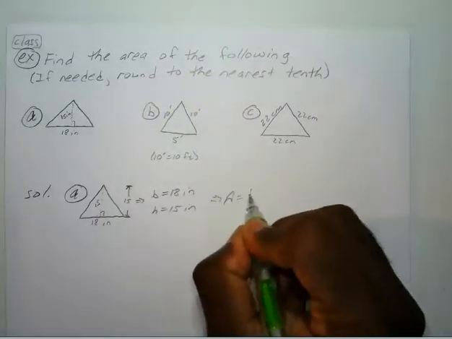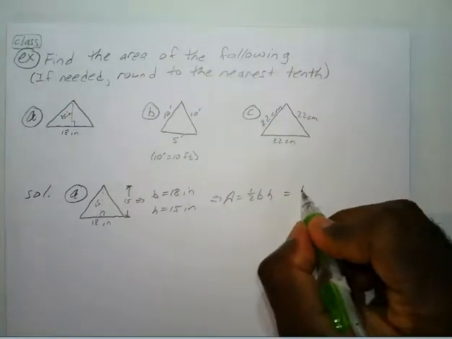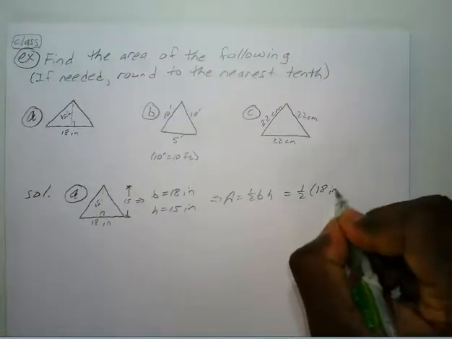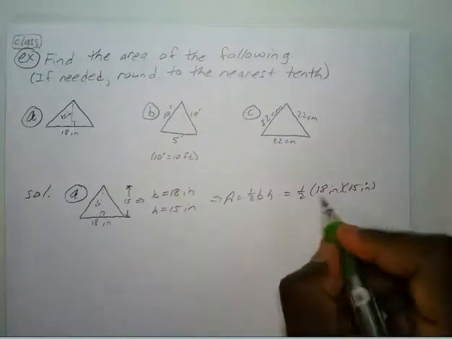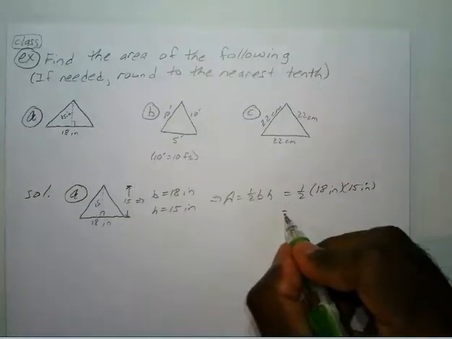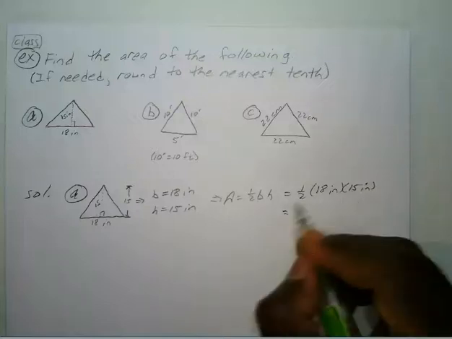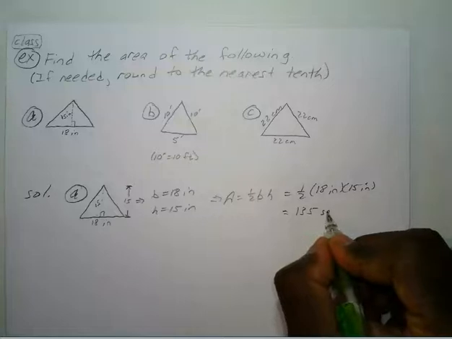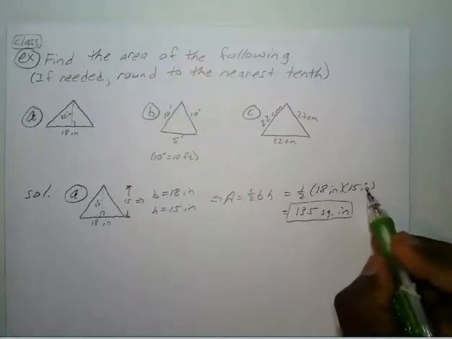we know the area equals 1/2 the base times the height, which is 1/2 times the base, which is 18 inches, times the height, which is 15 inches. Or you can put 15 and 18, doesn't matter. It's multiplication, it's commutative. Okay, so that's going to equal 1/2, or you can put 0.5 times 18 times 15, which is 135 square inches, or inches squared. Because remember, inch times inch is square inches.